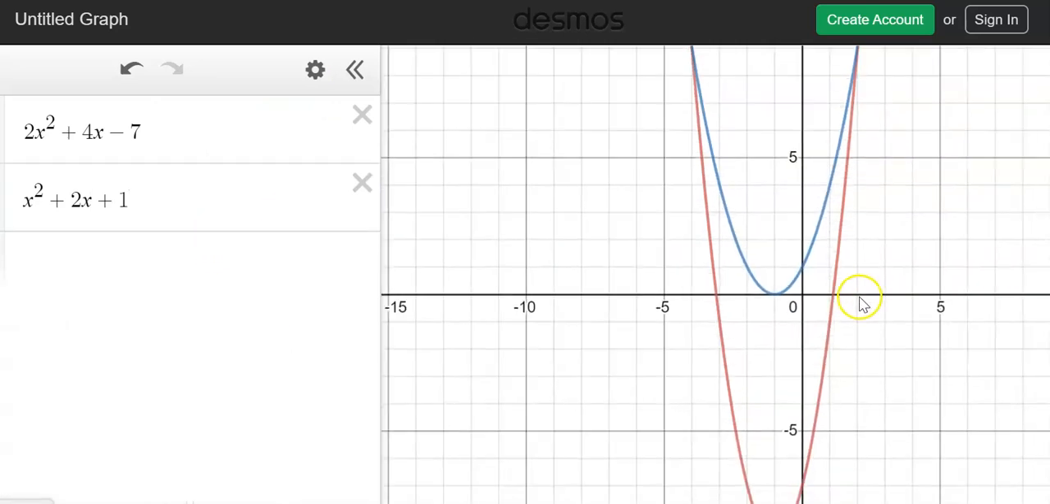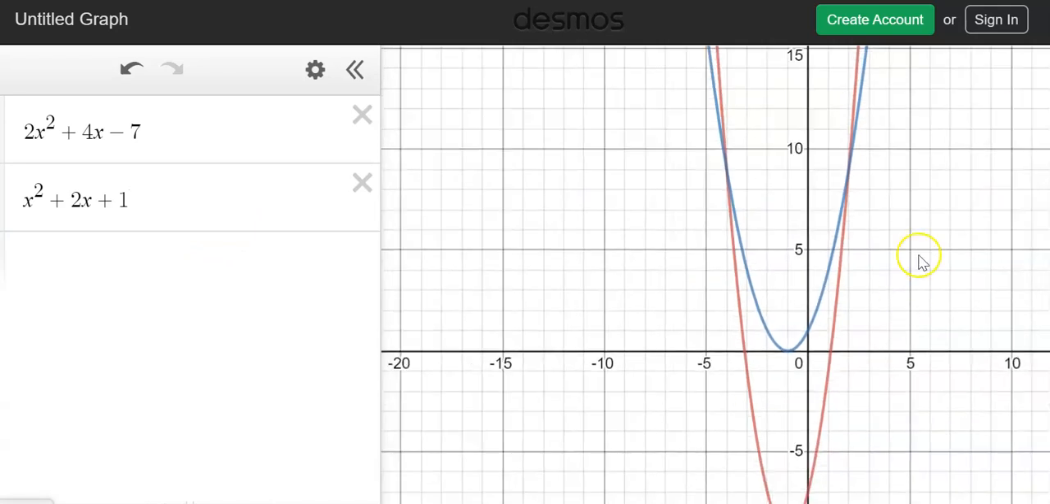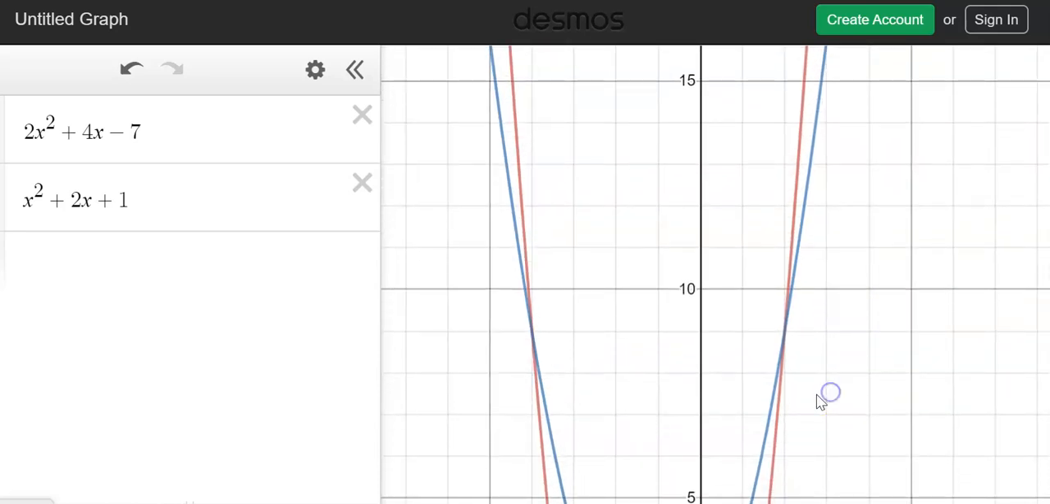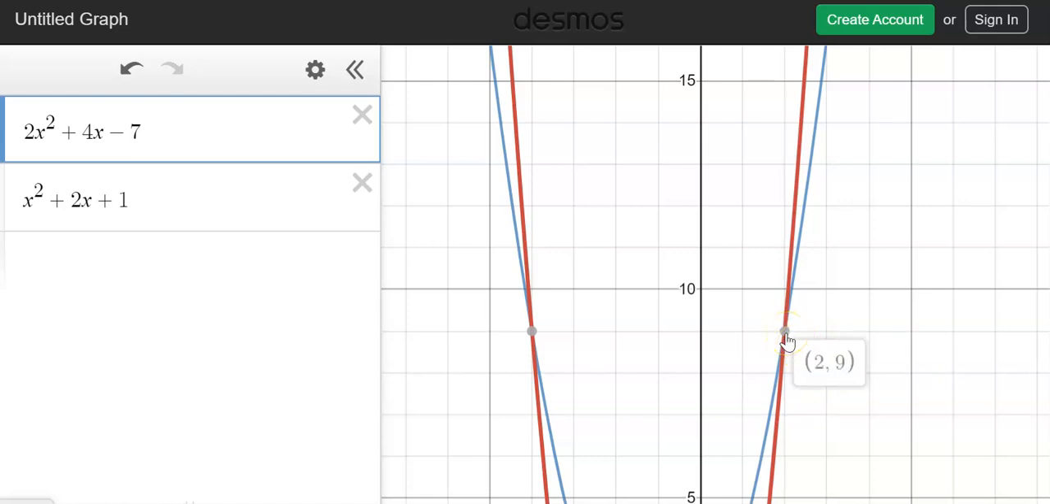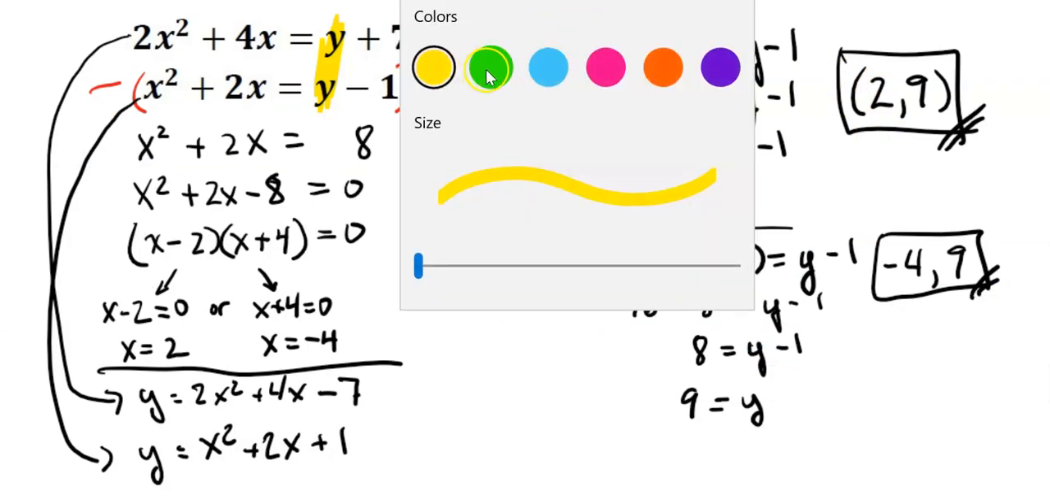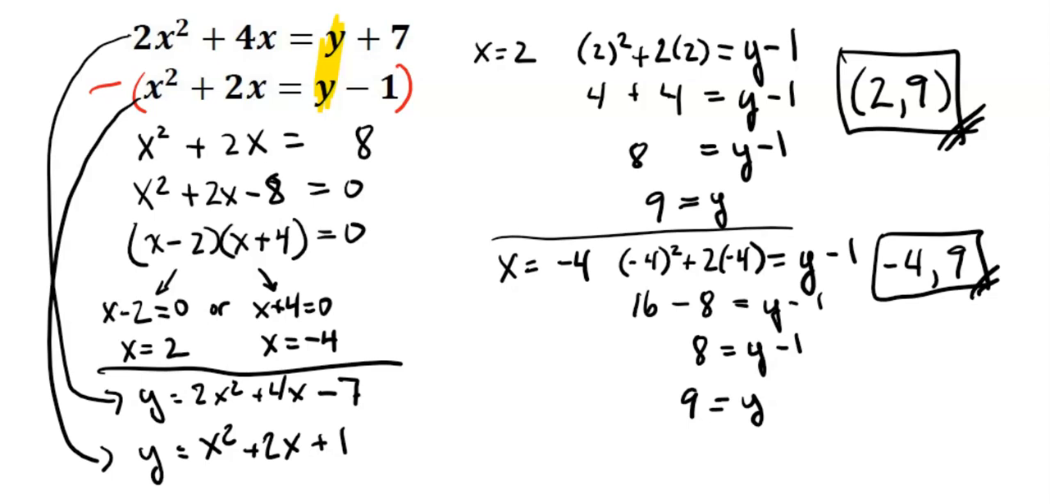And then I can zoom out and look at these two parabolas, how they come together. I can zoom in about the point where they appear to intersect, click on them, and those intersection points just come out. And then if I hover my cursor over those points, it tells me what the points are. This one's at 2, 9, and this one's at negative 4, 9. And just like that, we see (2, 9) and (negative 4, 9) are our solutions.